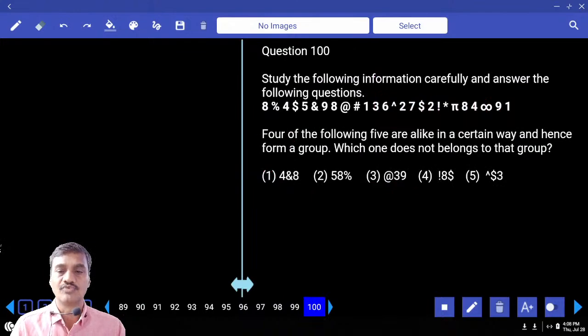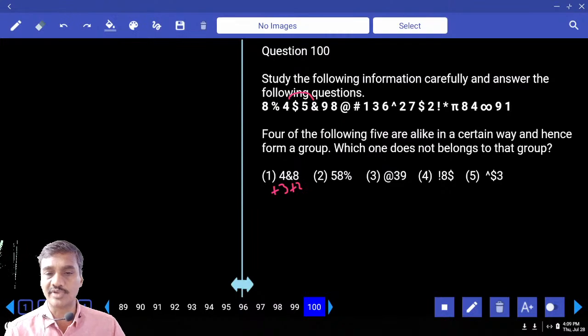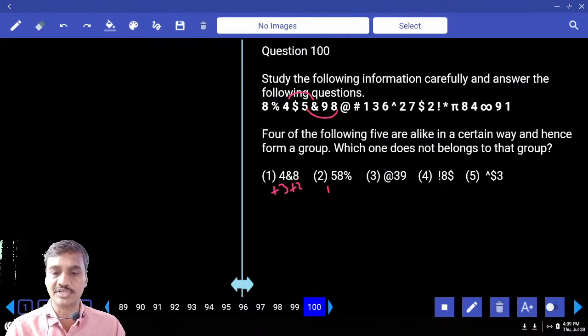And 100. 4 out of the following. Now tell me what is the difference between these two, 4 and ampersand? There are 3 elements. And next one, ampersand and 8. 1, 2 plus 2 plus 3 plus 2. Again coming back to this one, 5, 8 percentage. 5 and 8 plus 3 and 8 and percentage. 1, 2, 3, 4, 5, 6 minus 6. And next one, at the rate of n3. Now in this one, at the rate of n3, 1, 2, 3 plus 3, 3 and 9. Now in this 3 and 9, 1, 2, 3, 4, 5 minus 5.